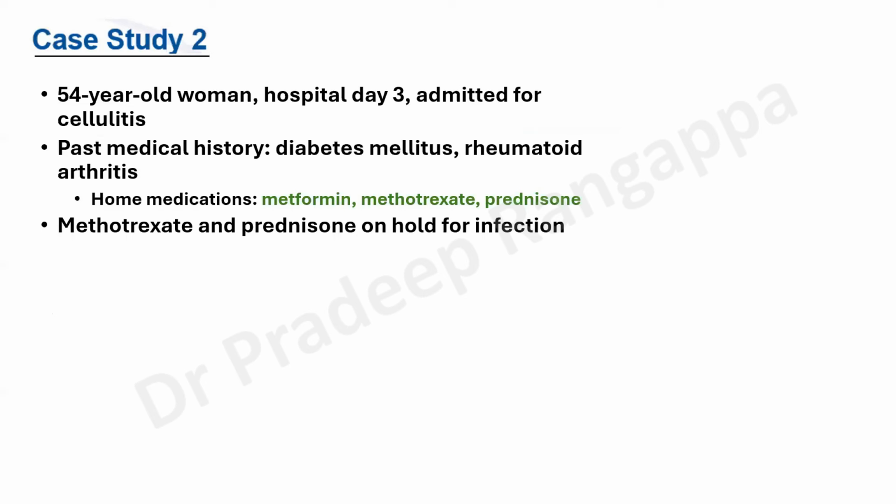So now coming to case study 2, which is a 55-year-old woman with cellulitis. She has sepsis or infection. But look at her comorbidities: diabetes, rheumatoid arthritis, and she was taking steroids, metformin, methotrexate, and prednisolone, and she has stopped prednisolone because there is infection. So what is the obvious diagnosis?